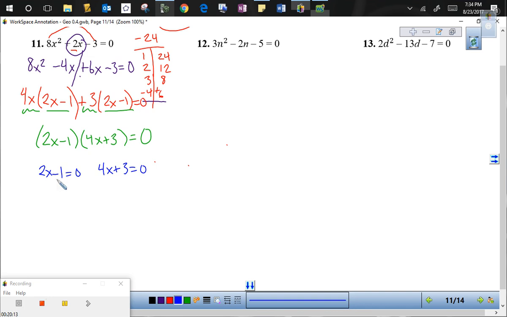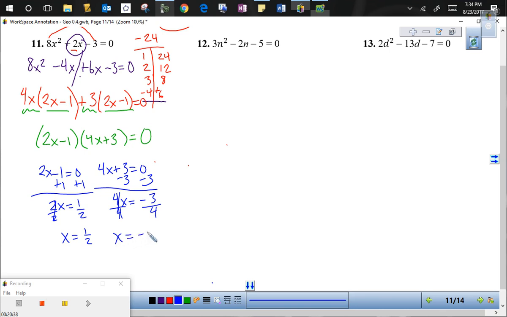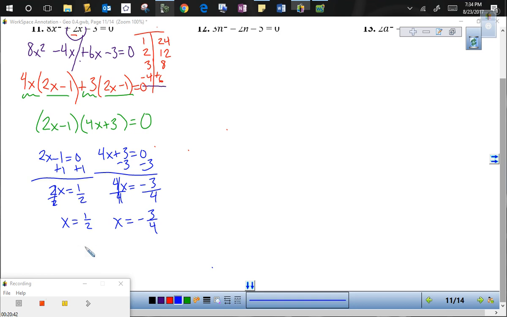On this first one, we're adding 1. And then 2x equals 1. Divide by 2, divide by 2. x equals 1/2. Over here, we're subtracting 3. And 4x equals negative 3. Divide by 4. So x equals negative 3/4. Two solutions here. We're going to have x equals 1/2 and negative 3/4.